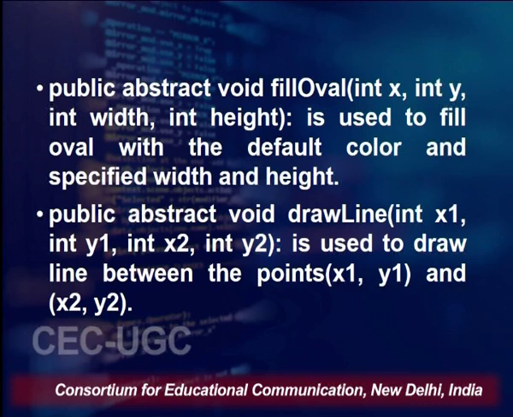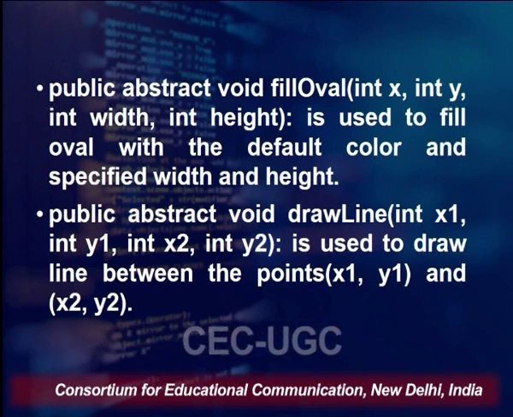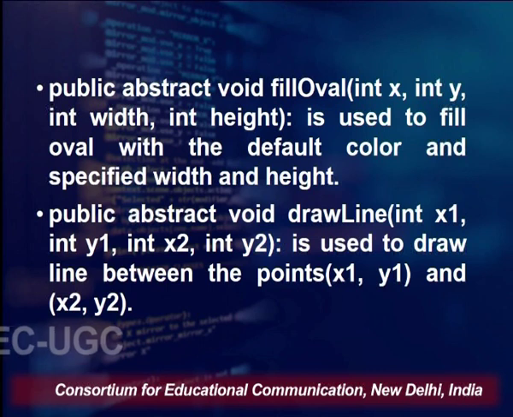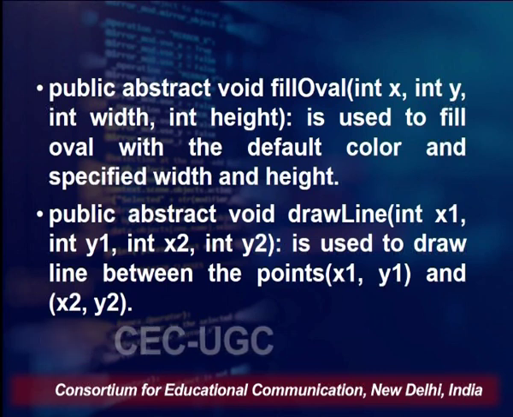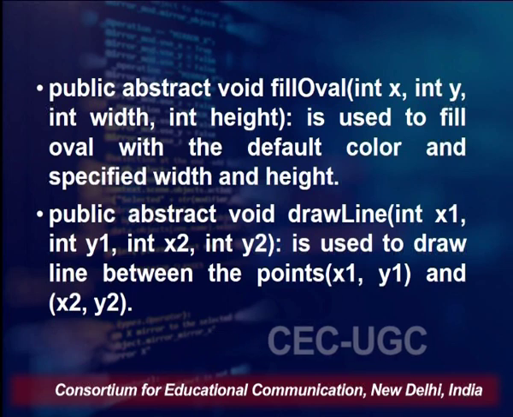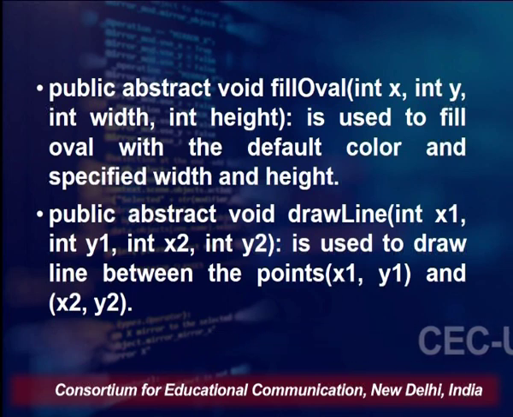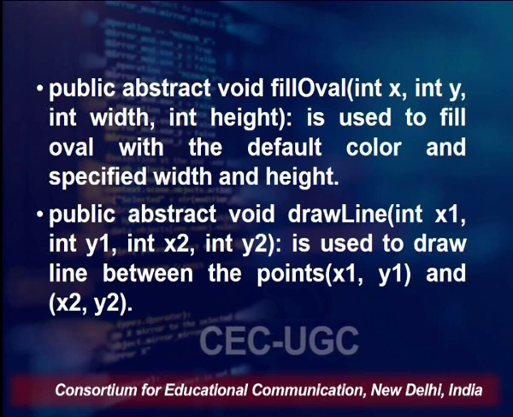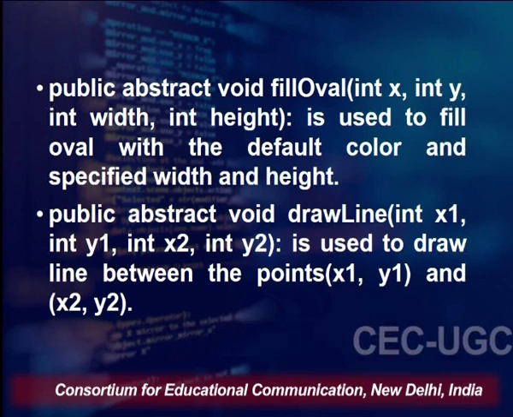Now, if you want to draw a line starting from x1, y1 to x2, y2, you can use the method drawLine, and the signature goes like this: public abstract void drawLine, integer x1, integer y1, integer x2, integer y2, and this method is used to draw a line between the 2 points x1, y1 and x2, y2.